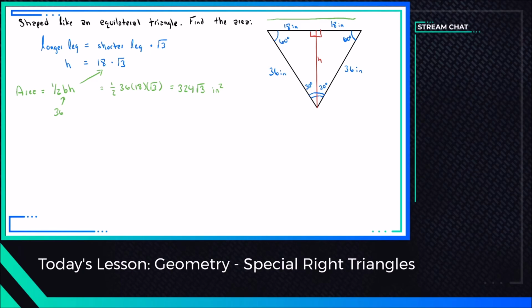But the book might ask you to round. So we're going to multiply this out. And when you multiply this out, we're going to approximately be 561.18 inches squared.